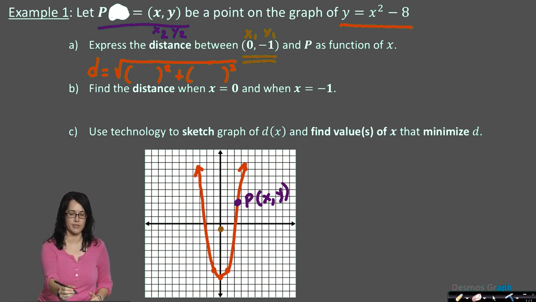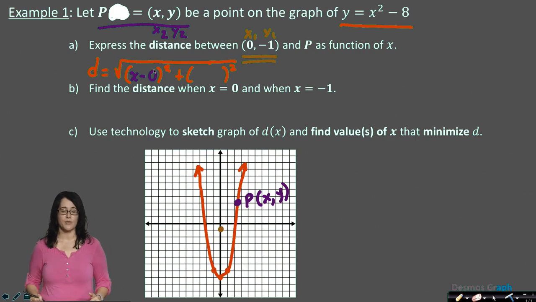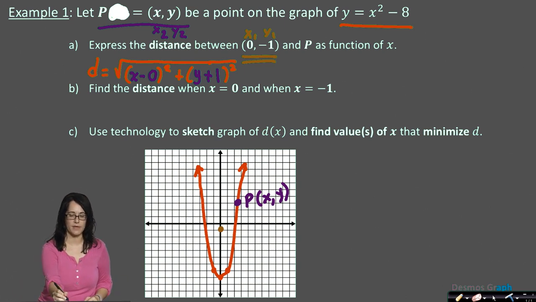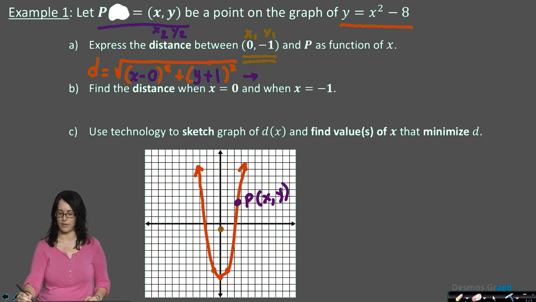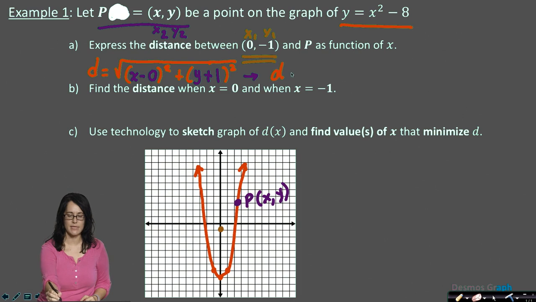So your x2 is just the letter x. Your x1 was the number 0. Your y2 was the letter y, and your y1 was the number negative 1. But if you subtract a negative 1, you've really made addition happen. So negative negative becomes positive there. So if we were to rewrite this formula describing the situation we have, d is equal to the square root of x minus 0, which is just x, so x squared plus y plus 1 squared.